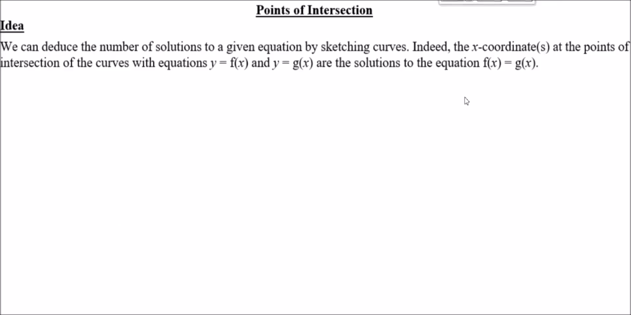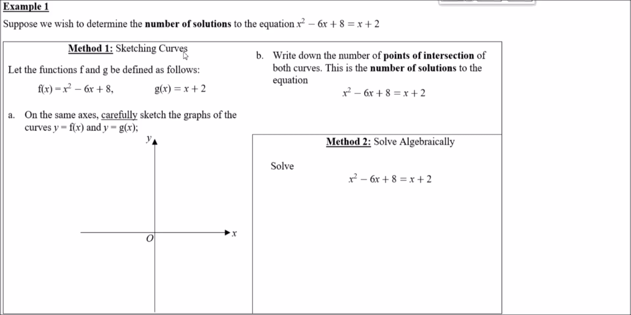Next, just have a look at points of intersection on graphs. So we talked about this briefly in the warm-up. The number of solutions to any given equation can be worked out by sketching curves, as long as the sketch is accurate. Okay, so the x-coordinates at the points of intersection of the curves with equations, for example, f of x and g of x, are the solutions to the equation f of x equals g of x. And like we mentioned on the warm-up, the number of solutions is the same as the number of intersections.